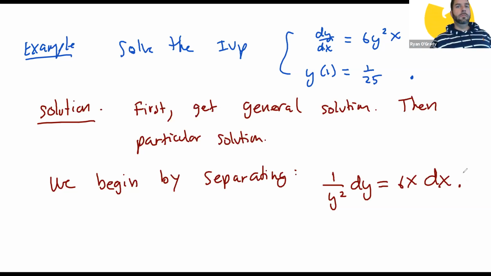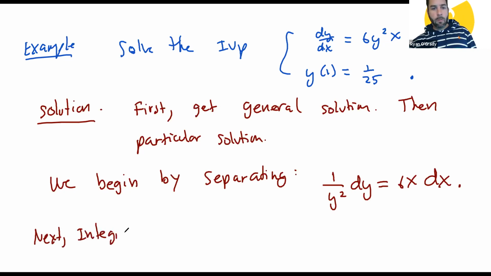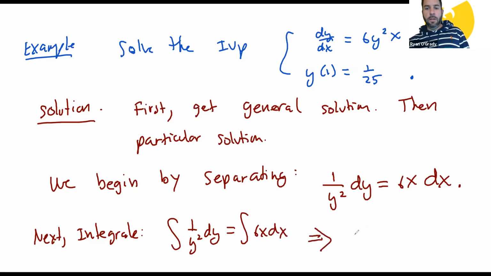Okay, so once you separate, next you can integrate. So when I integrate the left-hand side, it has to be equal to the integral on the right-hand side. And on the left-hand side, you integrate to -1 over y. The right-hand side integrates to 3x squared plus c.